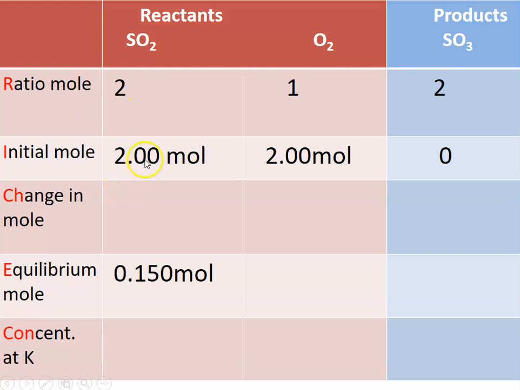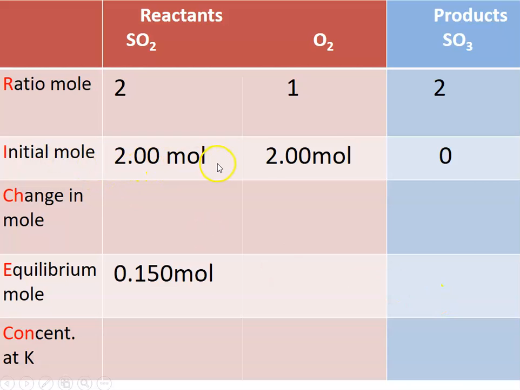So first thing is we fill in all our details. It's a 2 to 1 to 2 relationship. We start with 2 moles of each reactant and no products, and after the reaction goes to the right, forward reaction, and you make product, your information has told you that you're left with, at equilibrium, 0.15 mole of sulfur dioxide. So it's gone fairly to the right. It's favouring the products. Alright, so we want to work out the concentration. Once you know the moles, you can work out the concentration. So we need to know the moles at equilibrium.